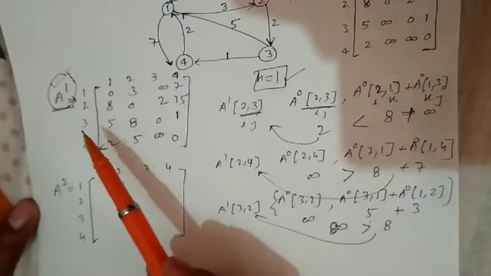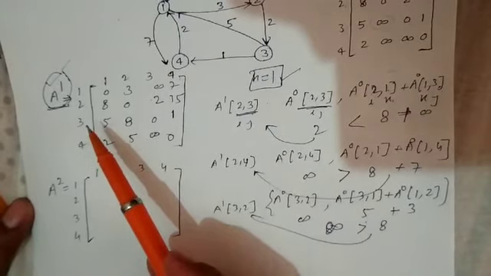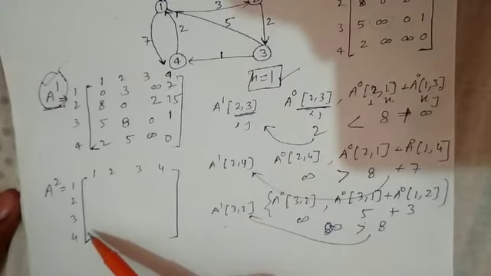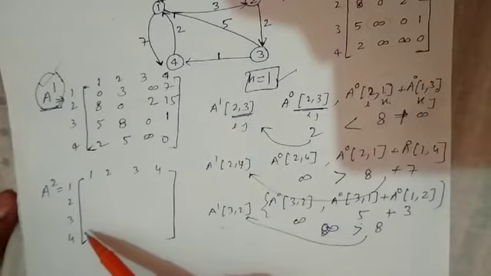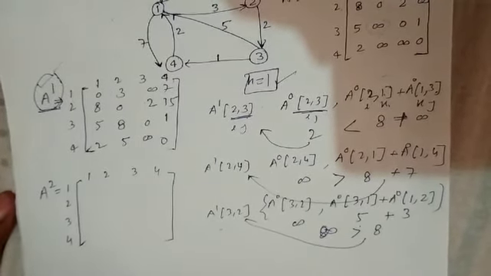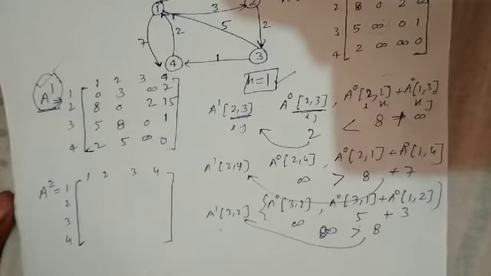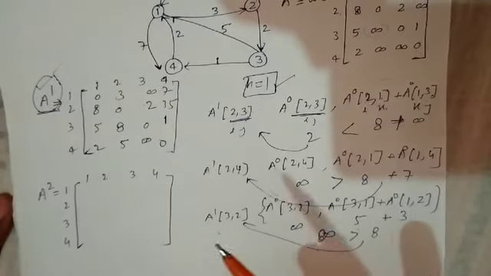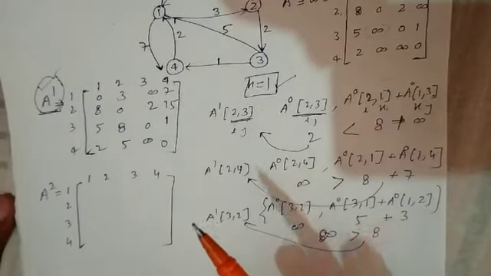Here we find the shortest path through the intermediate vertex 1. Here we will find the shortest path through the intermediate vertex 2. Similarly, A3 we will find through vertex 3 and so on. Finally, the last matrix will have all the shortest paths which we want.